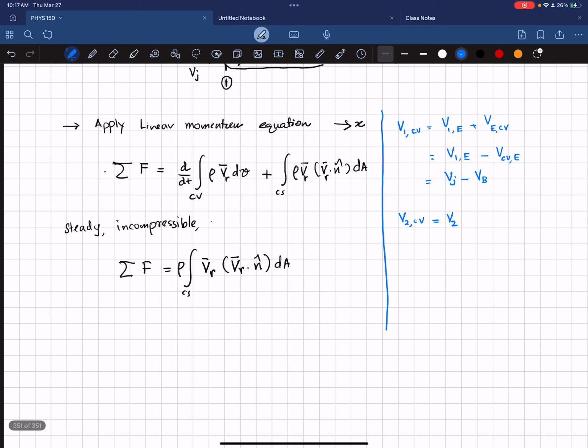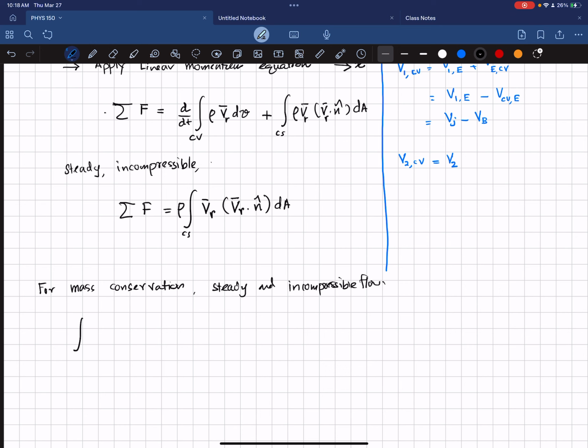Now, to find V2 in terms of Vj and Vb, which are the ones that we already know, because we don't know what V2 is, we need to apply mass conservation. For mass conservation, steady and incompressible flow, we can write the control surface integral of VR dot n dA equal to 0.